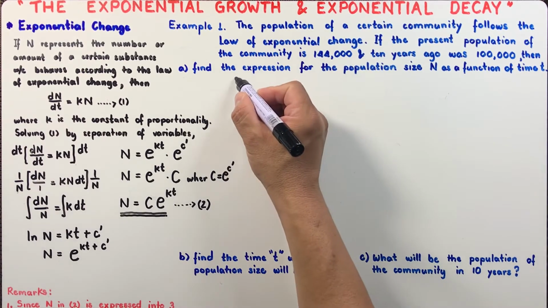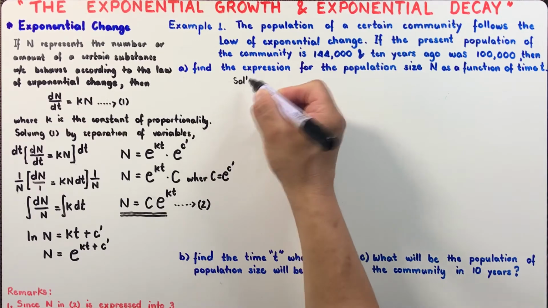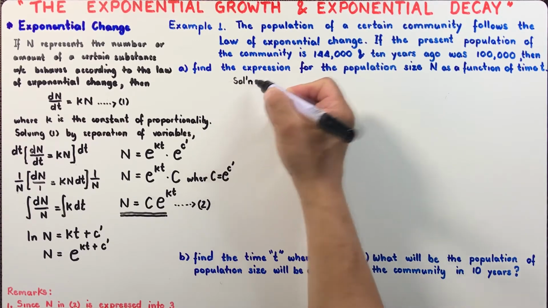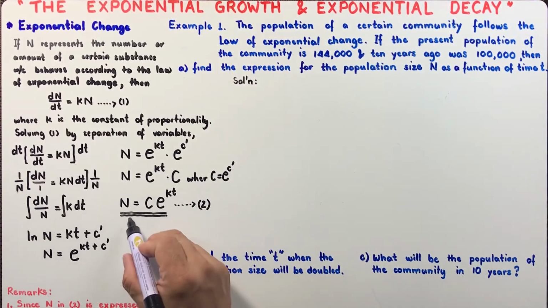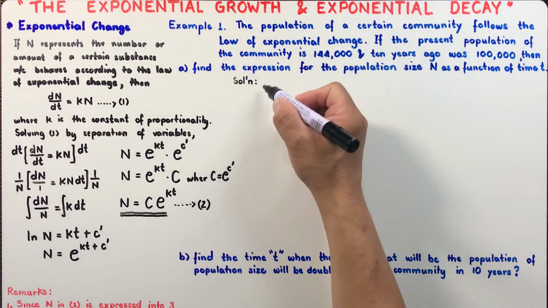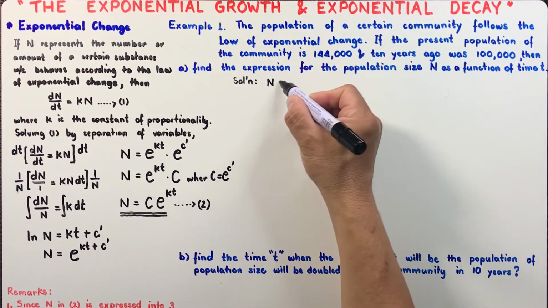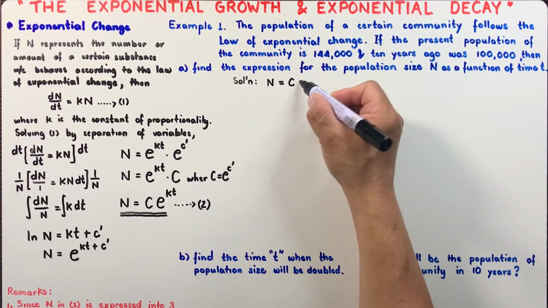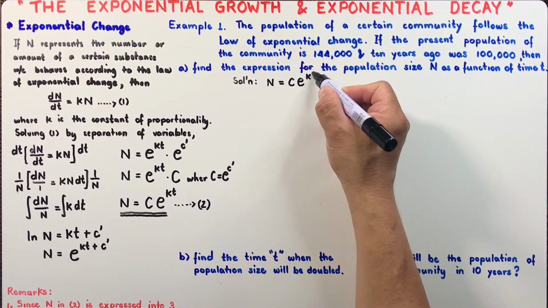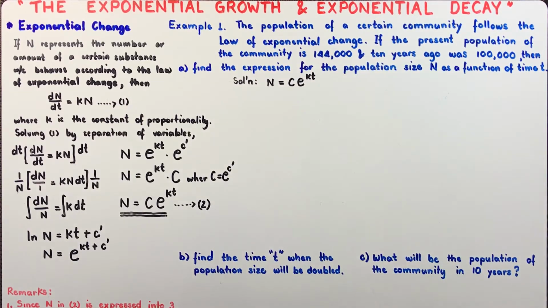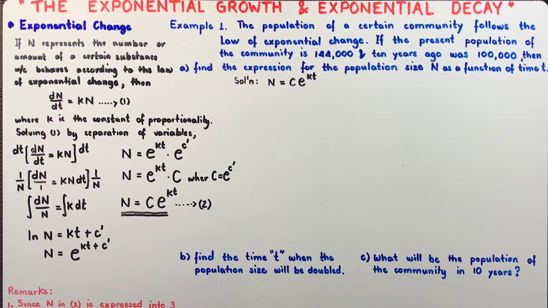So here we can use our exponential change formula, which is this one here. The big N is equal to c times e to the power kt, where N denotes the population size of the community at any time t.